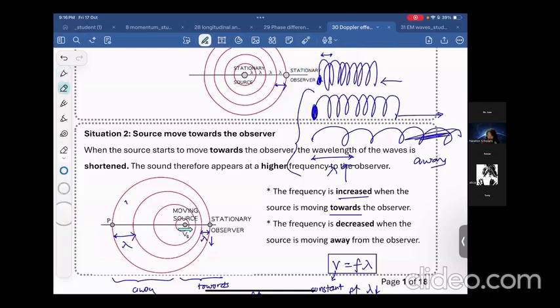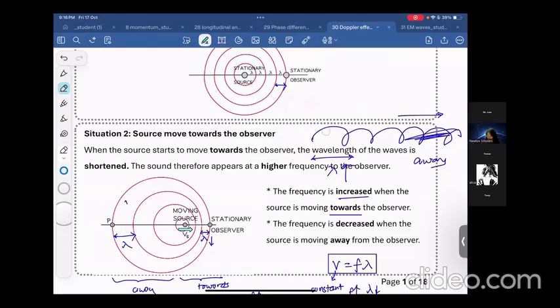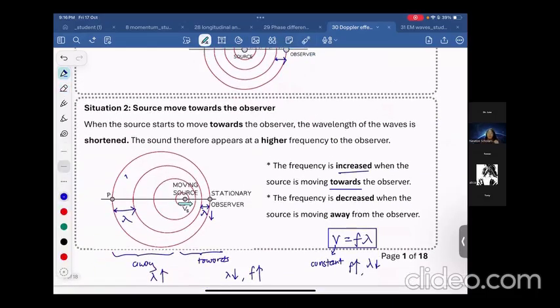This is the way I memorize. I'm sharing with you. Sometimes when we study, we need some technique to help us, okay? Nearer, so I imagine the slinky spring pushed towards, so the distance between the slinky spring is nearer and my wavelength becomes lower. With lower wavelength, frequency must be higher. So when it moves towards me, frequency is increased. Move away from me, frequency will decrease. Is that clear?